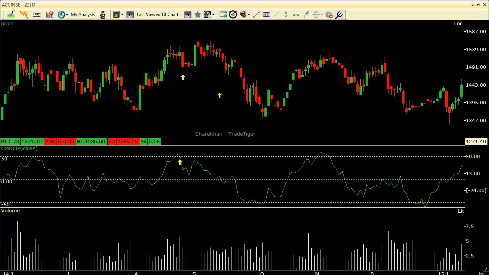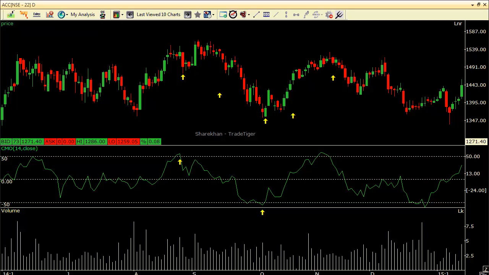It was when, on the downside, CMO indicated an oversold situation as well, right at this point. Since it showed an oversold situation, we expected a change in the trend pattern, and we expect ACC to be on the uptrend from that point of time, and that is exactly what we noticed when we look at this particular chart.